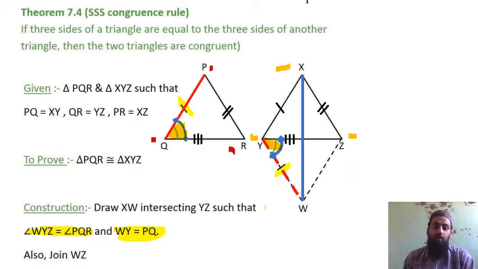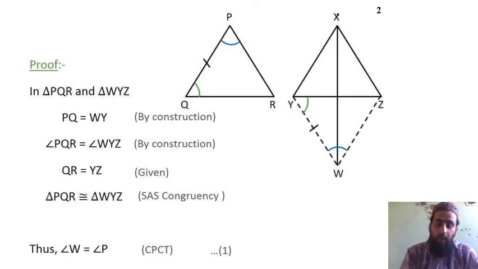After this, we have also joined WZ. So we have a new triangle now, triangle WYZ. Now we are going to operate upon the triangles XYZ and WYZ. Let's see how we are going to do this. First of all, we are going to prove that WYZ is the same as PQR, that is, that I have copy pasted it. How are we going to prove it? We are going to prove that WYZ and PQR are the same triangle by proving them congruent. So let's do this first.